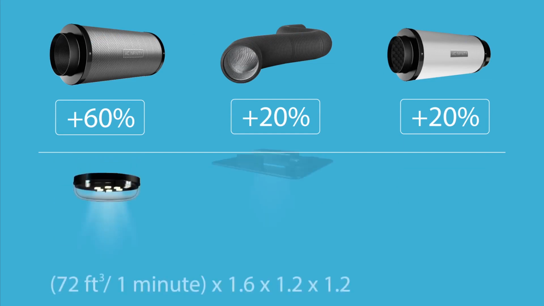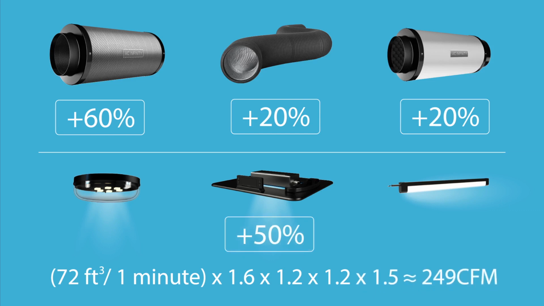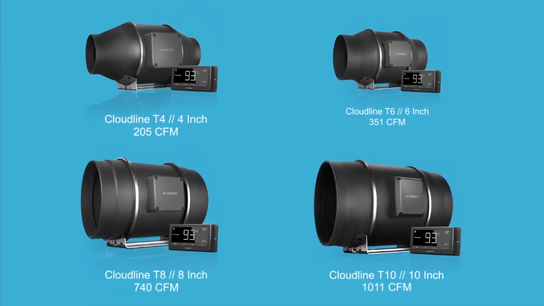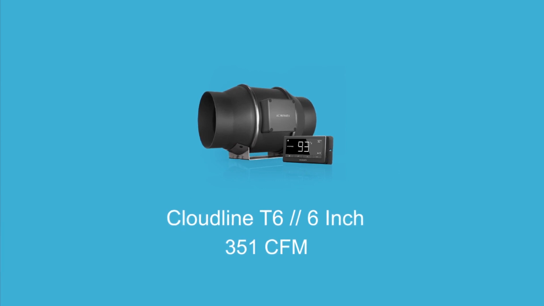Other accessories, such as lighting, will heat up your grow space, requiring up to a 50% increase in CFM to negate rising temperatures. When shopping for a fan system, we recommend picking a model that has a greater CFM rating than the minimum figure you calculated. This will allow the fan to run quieter at a lower speed and account for future grow space changes.